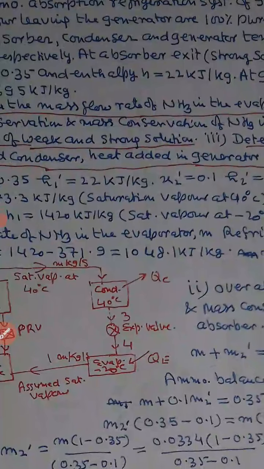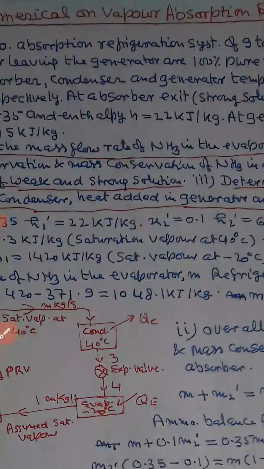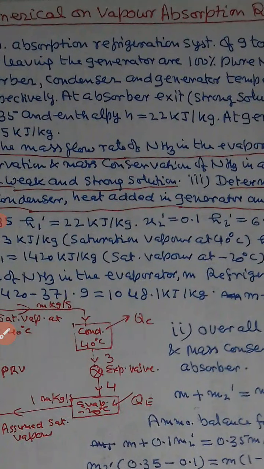Then third part, determine the heat rejected in the absorber and condenser, heat added in the generator, and COP. So many things you have to find out. So these are the things which you have to find out.